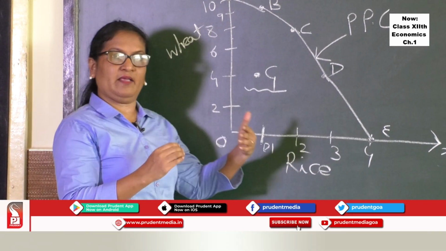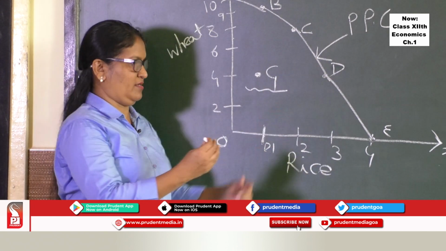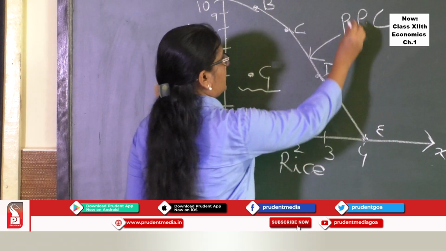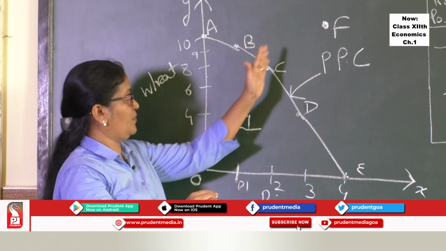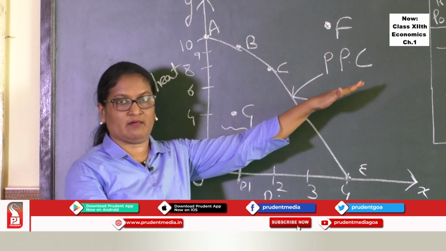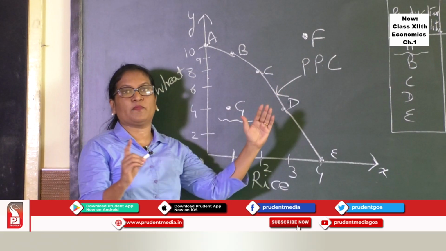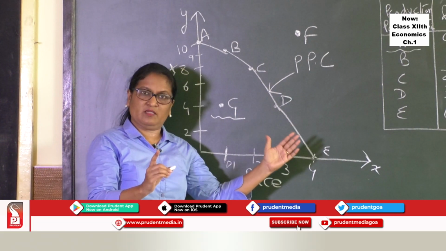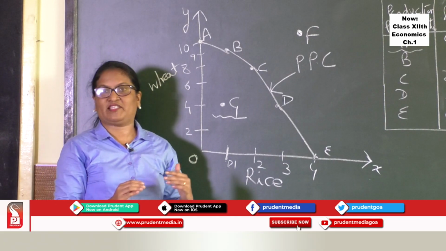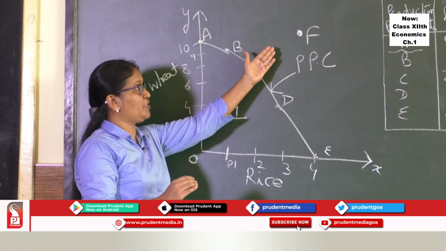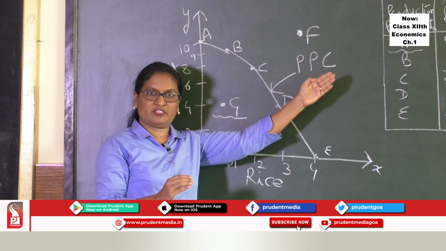Likewise, any combination, any possibility outside the curve, let me mark point F. Point F, you can see it is outside the curve. Now this combination, producer cannot produce because of lack of resources. He does not have sufficient resources to produce this particular combination. So is that clear, students?